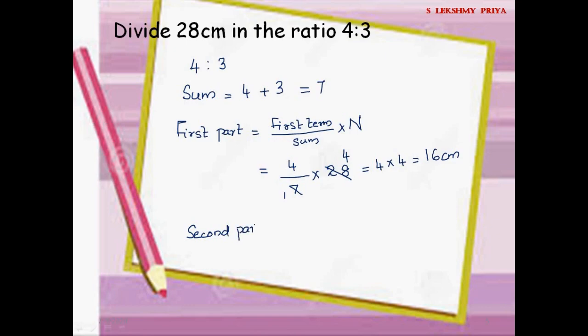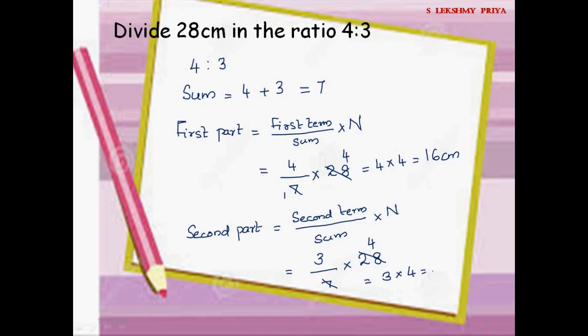Second part equal to second term by sum into number to be divided. What is the second term here? 3 is the second term. The sum is 7 and the number we are going to divide is 28. The same process, 7 and 28 get cancelled. Here it is 4. So 3 times 4, it is 12 centimeter.